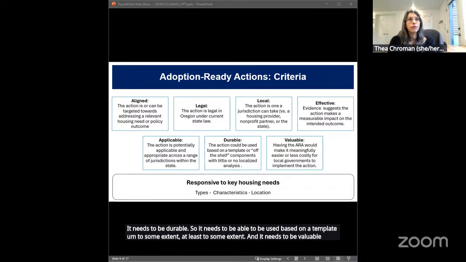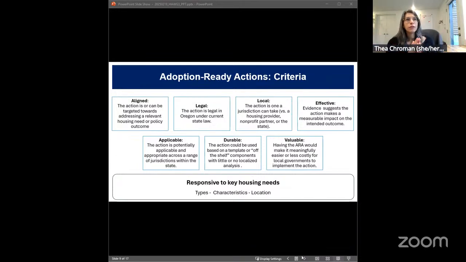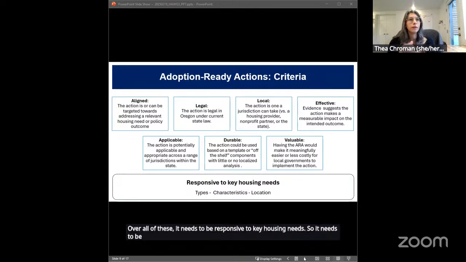And it needs to be valuable, so it needs to truly reduce the cost or capacity investment that a local government needs to put into it. Over all of these, it needs to be responsive to key housing needs. So it needs to be focused on the types, characteristics, and location of the housing that it's supporting the development of. We can move to the next slide.